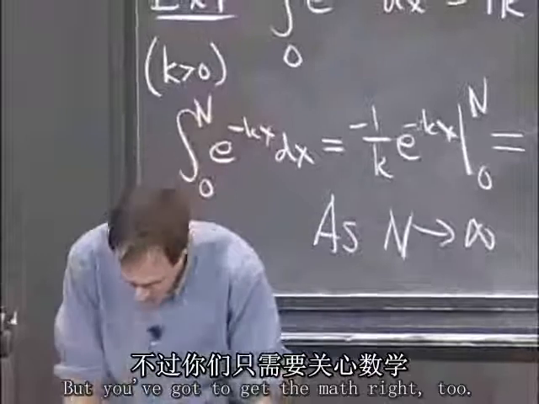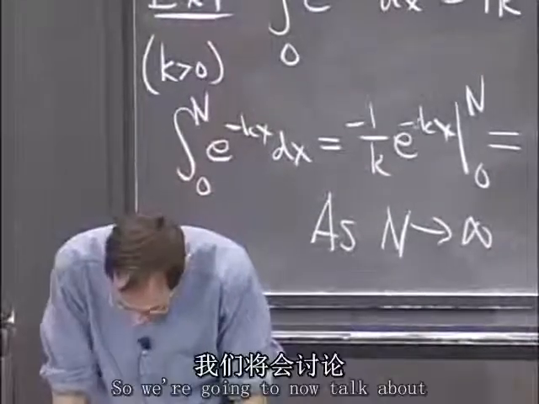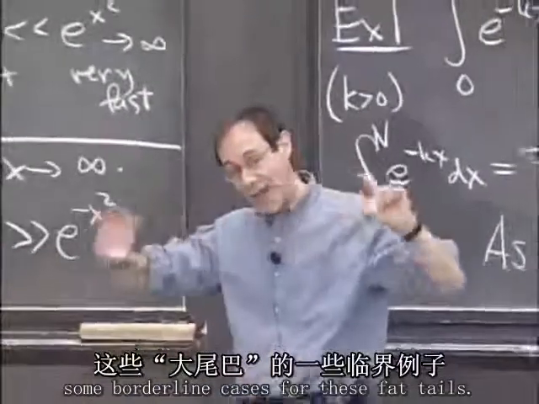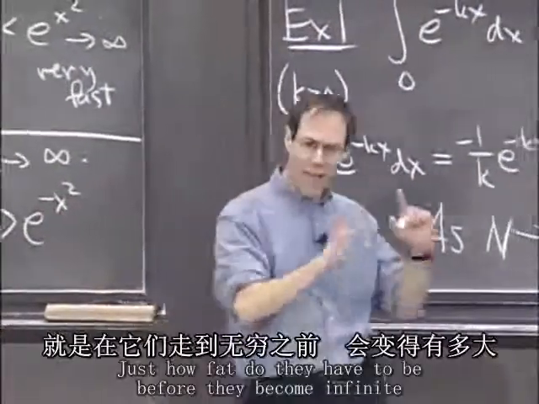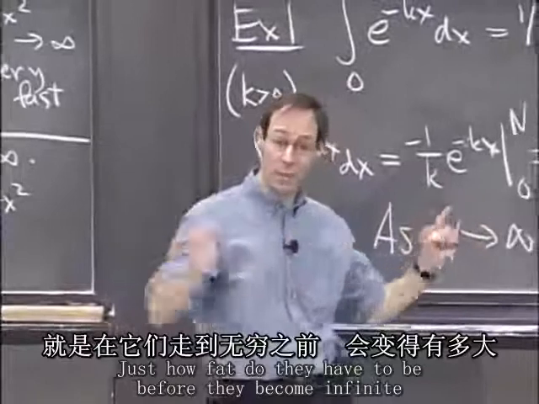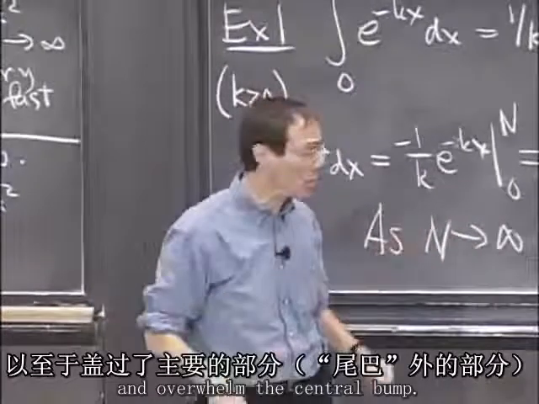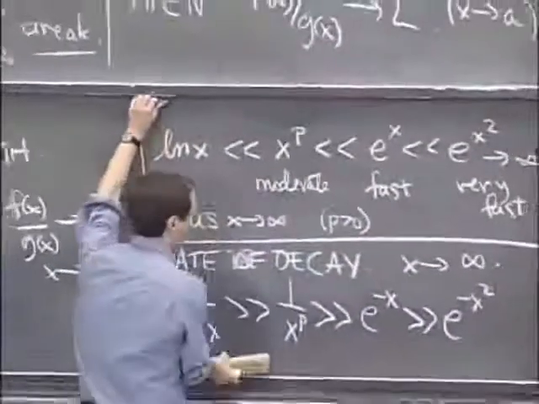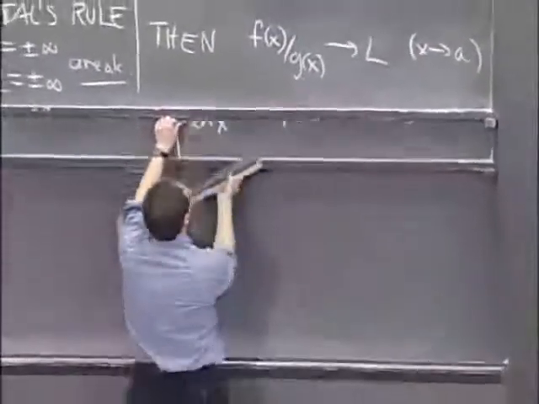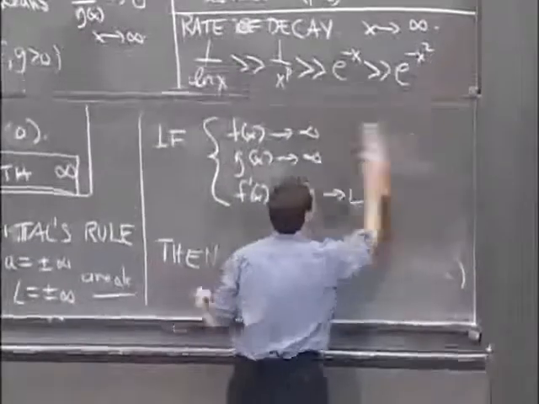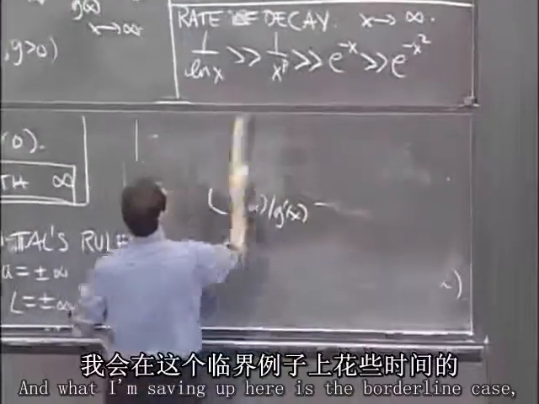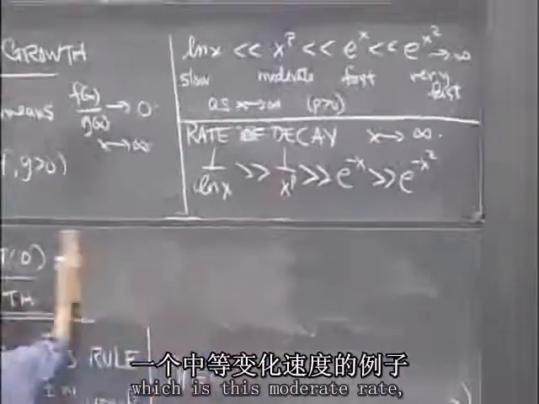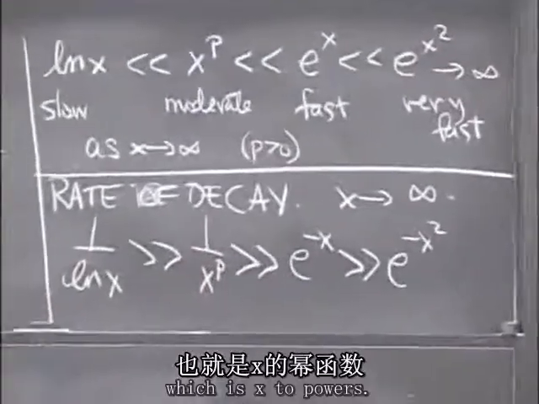All right, so we're going to now talk about some borderline cases for these fat tails. Just how fat do they have to be before they become infinite and overwhelm the central bump? So we'll save this for just a second. And what I'm saving up here is the borderline case, which I'm going to concentrate on, which is this moderate rate, which is x to powers.